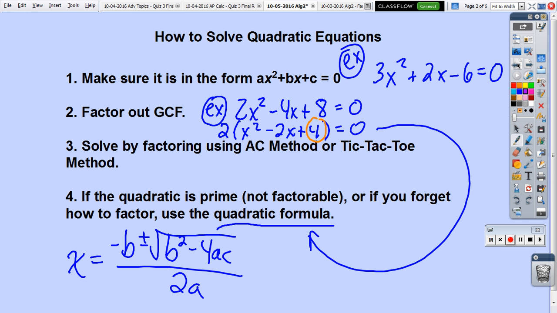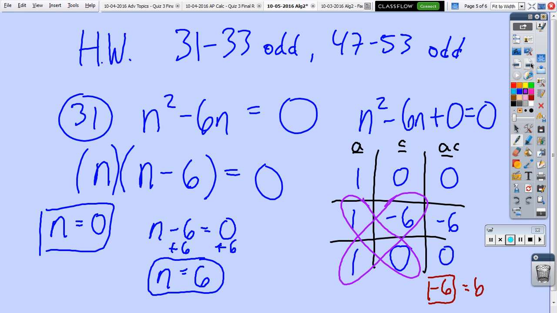Tic-tac-toe allows you to factor any quadratic that is factorable. It's just one method. You don't have to do it for this one, but I'm just demonstrating that you could in case you didn't recognize this. There's nothing wrong with doing this. But I would say definitely step number 2 is to factor out the GCF first before you try to factor it using AC or tic-tac-toe. Okay? So that's number 31.